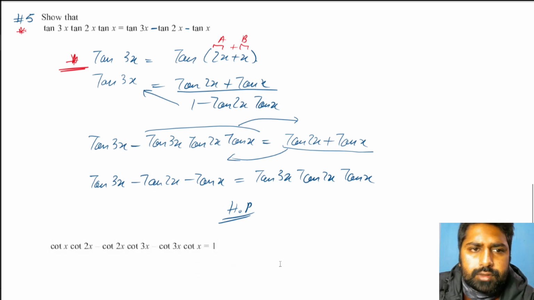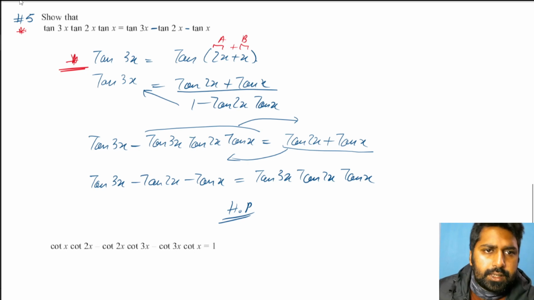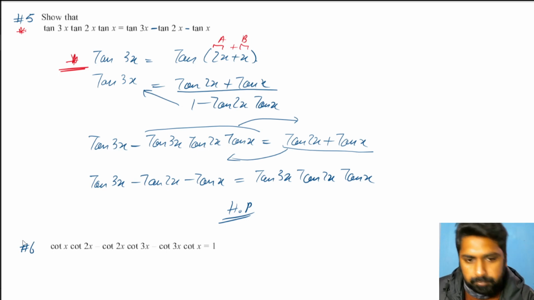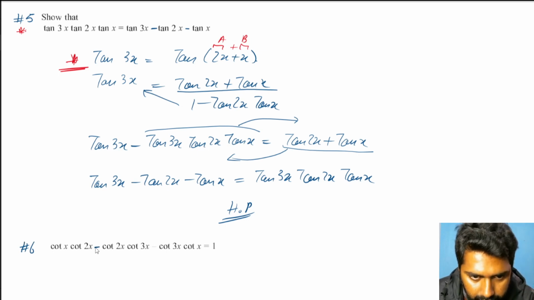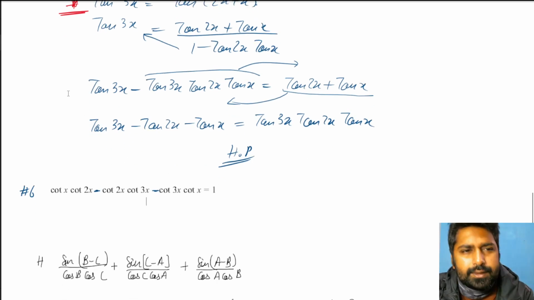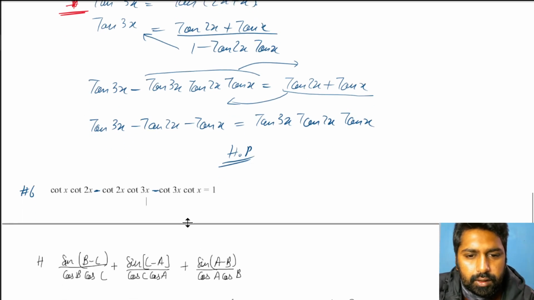Same idea here also. Question number 6. Exactly same idea. Instead of tan, now you have to use cot. This is cot x cot 2x minus cot 2x cot 3x minus cot 3x cot x is equal to 1. Now this can easily be formulated in an objective question.